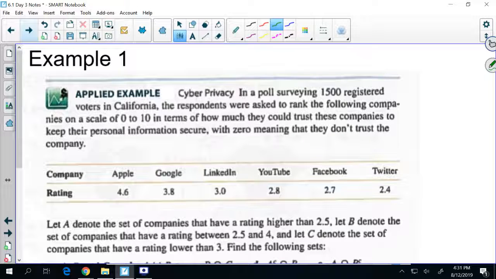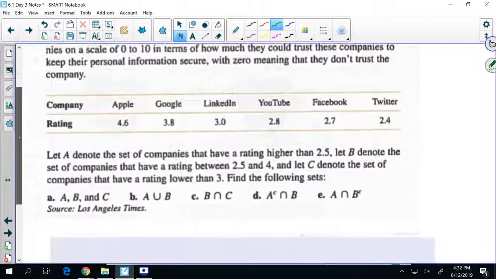Okay, so now let's look at this example, and then maybe we'll save the last ones here for us to do. But it says cyber privacy. In a poll surveying 1,500 registered voters in California, the respondents were asked to rank the following companies on a scale of 0 to 10 in terms of how much they could trust these companies to keep their personal information secure, with 0 meaning that they don't trust them at all.